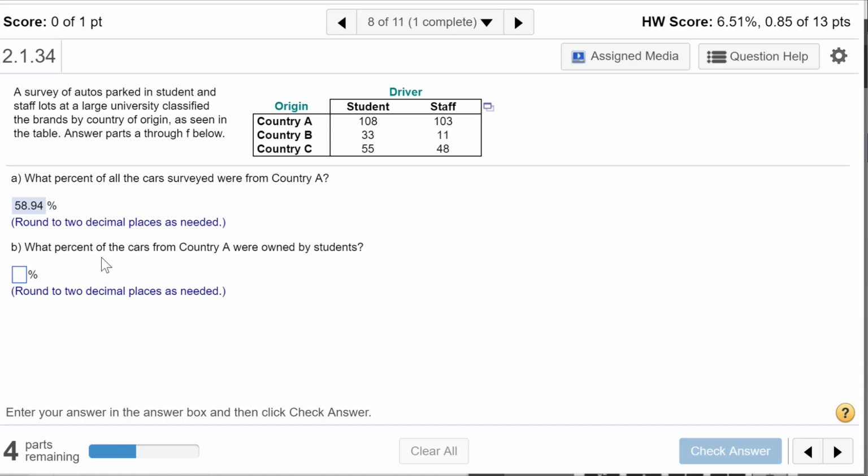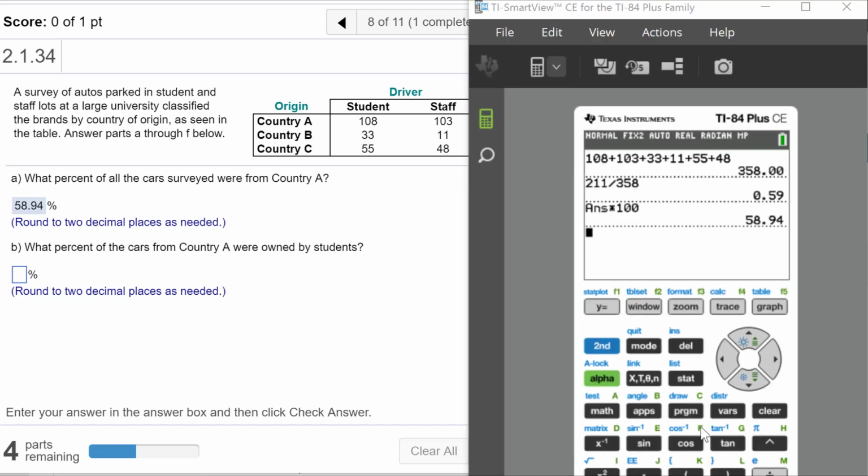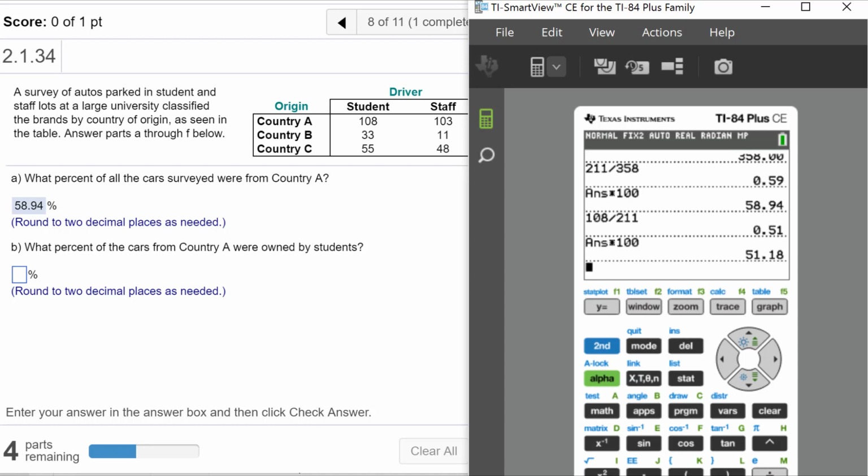What percent of the cars from country A were owned by students? Okay, so we're going to only look at country A. And what percent of those in country A were owned by students? So we have 108 over, what's our total? Just the 211. So 108 divided by the 211, and then multiply by 100. 51.18%.